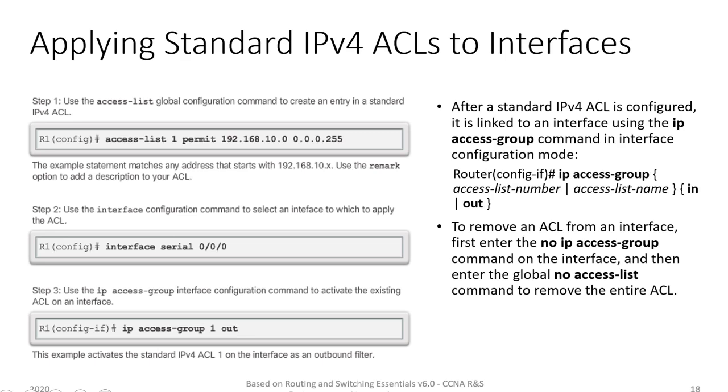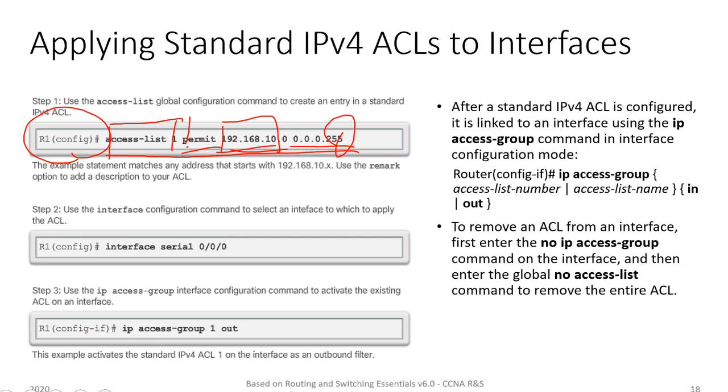So for example, how we may apply it to a particular interface is we first have to go into the router and create the ACL rule. So we will create an access list. Here, access list 1 permit, we specify the source address and apply a wildcard mask there. So here it would permit any traffic from this particular network, because the wildcard mask is this.